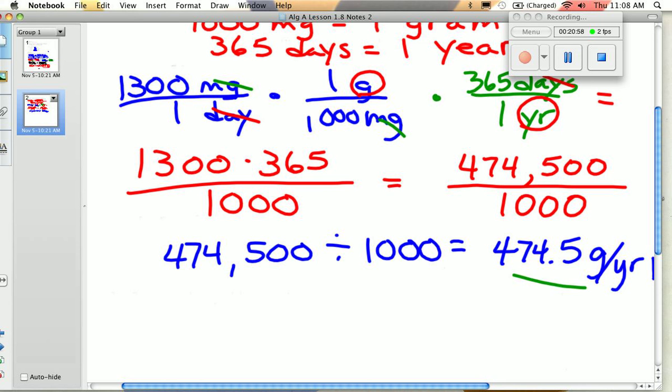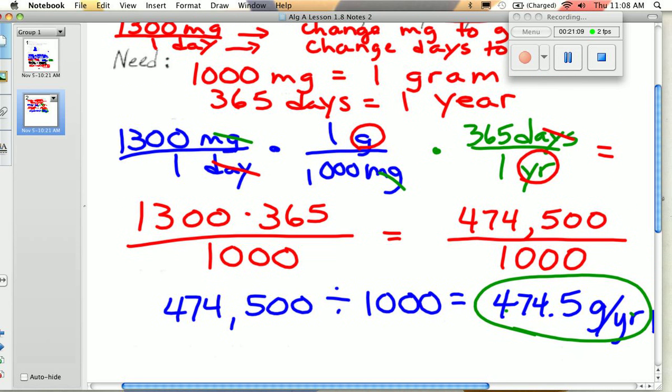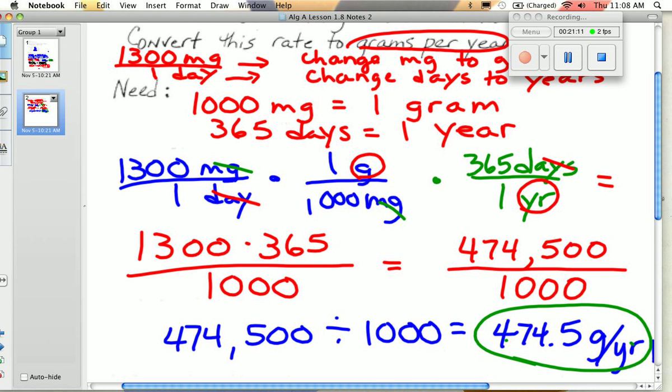So how many grams per year of calcium are you supposed to get? That sounds better than having to get 1,300 milligrams a day, right? That sounds like a lot more, even though it really isn't. Okay, any questions?